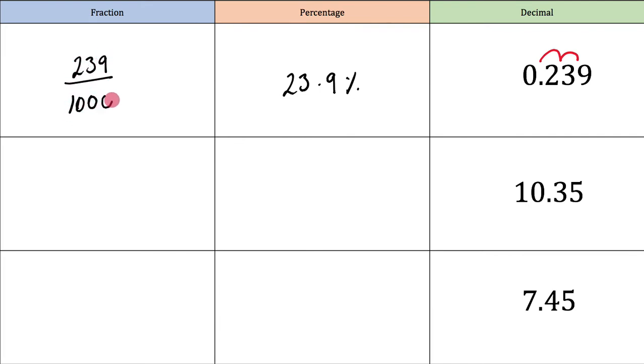Now, how do I know it's over 1000? Because my 9 here is in my thousandths column. So I know it's going to be 239 over 1000th.